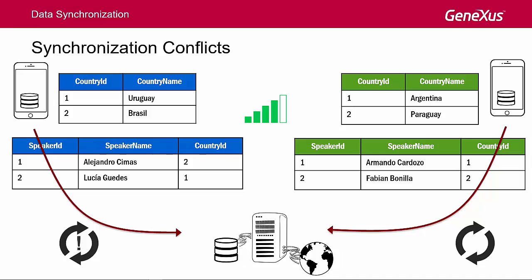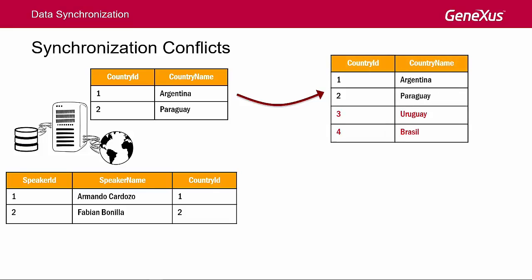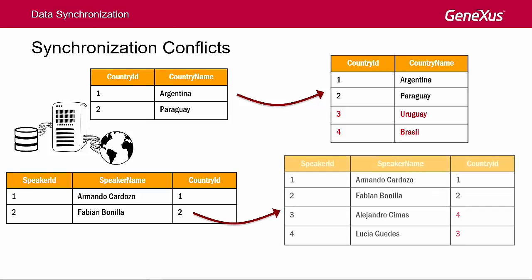Let's see how this can be done. GeneXus generates a new key for the repeated countries and updates the data on the server table with this newly generated ID. Next, it updates the speakers table so that the foreign keys match. Lastly, it updates the data on the device. In order to apply the changes made to the keys in the server, its response includes the matching of the values sent by the device and the values used to save the data in the server database. With this information, the device updates the keys in the local tables so that they're consistent with the server.